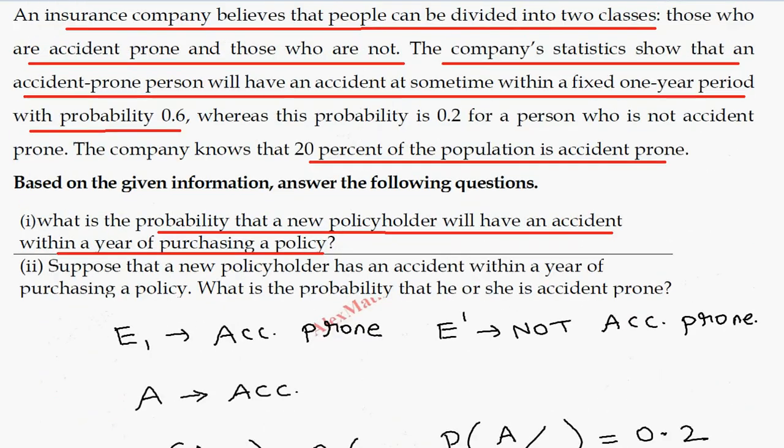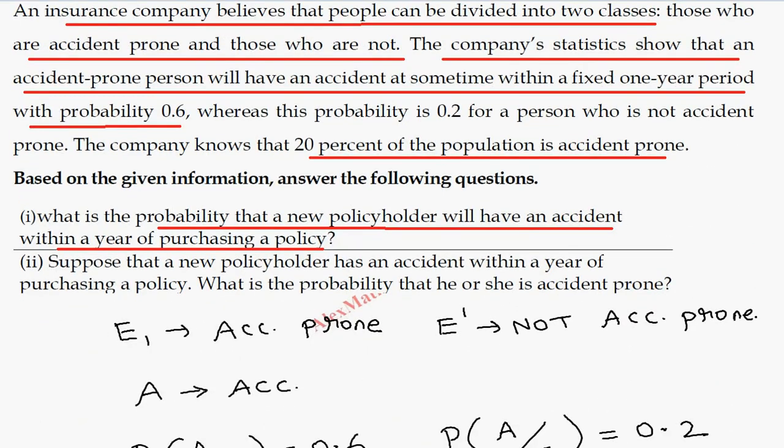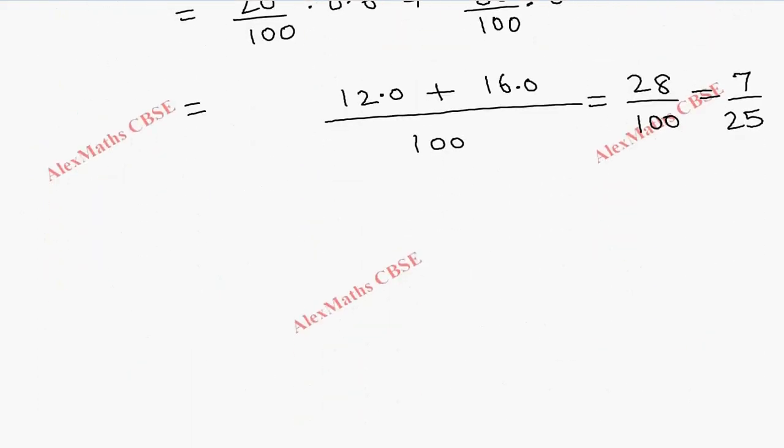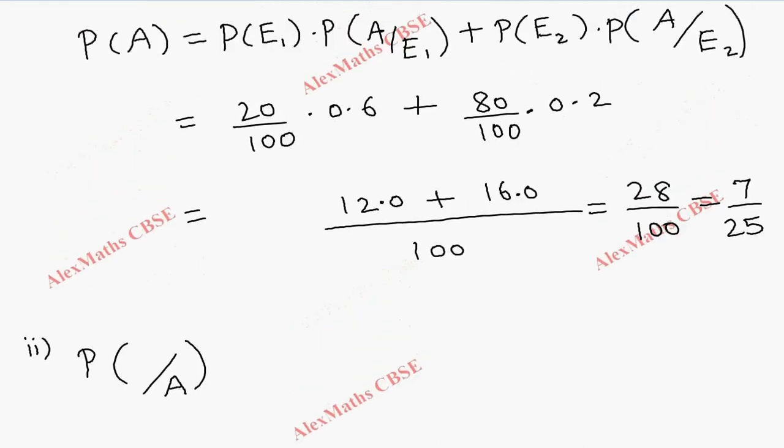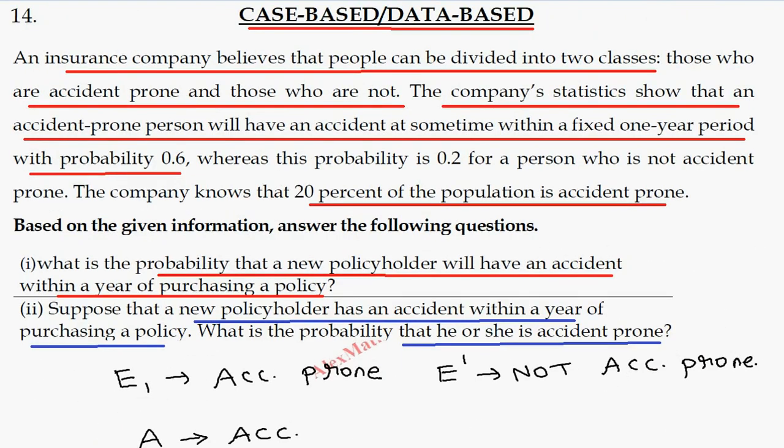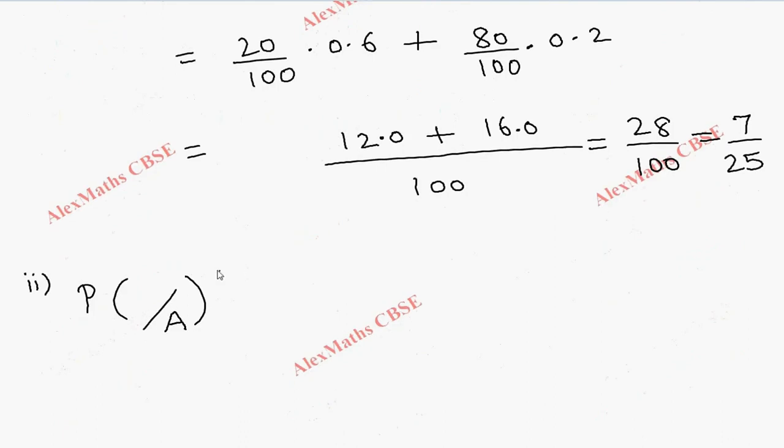Now coming to the second subdivision, it is given, suppose a new policyholder has an accident within a year. So we know the accident happened. What is the probability that he or she is accident prone? So we already know the accident happened, so we have to write what is already known in the denominator, and what they are asking will come in the numerator. They are asking what is the probability that he or she is accident prone. Accident prone we have named as E1.